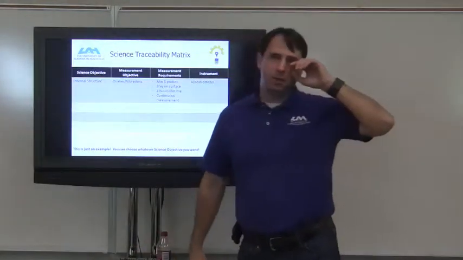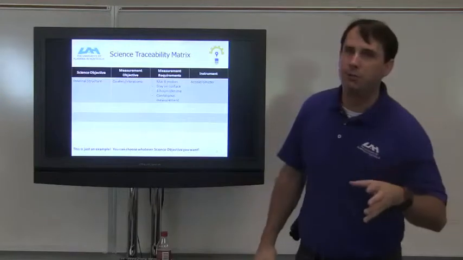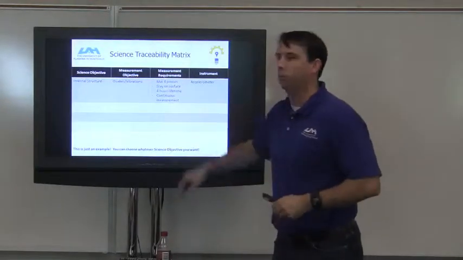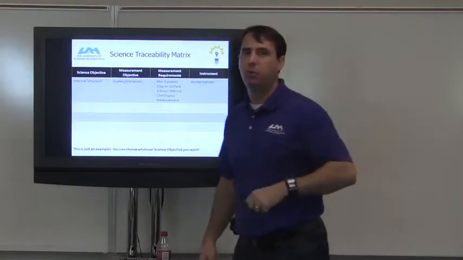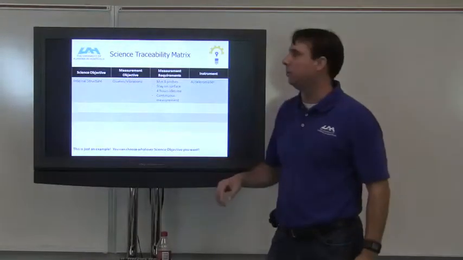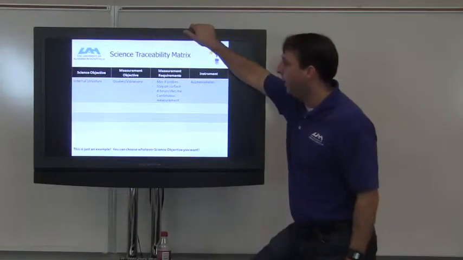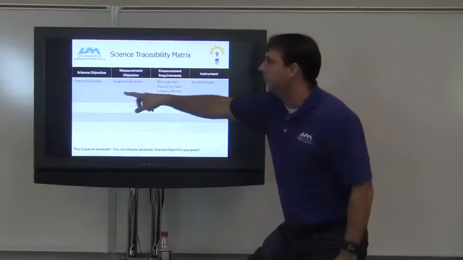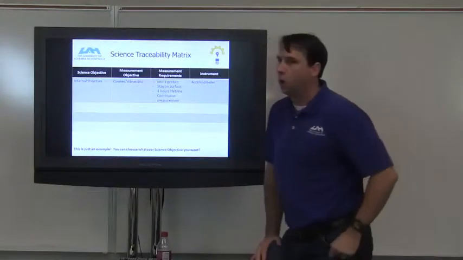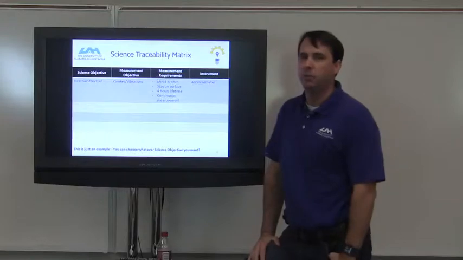These next 3 charts are gonna be the tables that you have to use. Again, when we come back to see you guys next week, we want to see as much of these filled out as possible. This first table is the science traceability table. And the first thing you list in this table, the far left column, is what is your science objective? What do you guys want to measure?